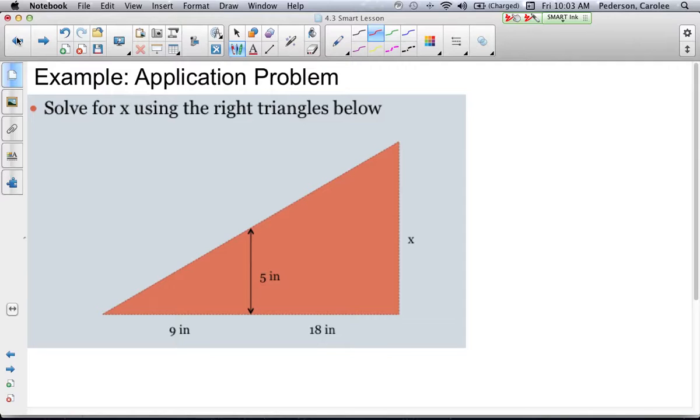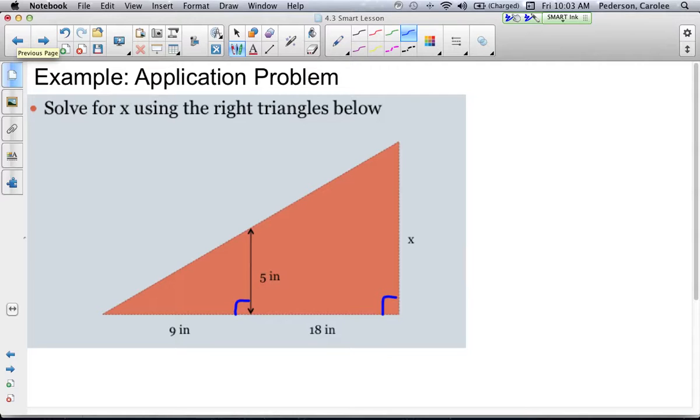Last example. Here's a figure. Solve for x using right triangles below. So we have 2 right triangles, one inside the other. And we have some given lengths. Where are the right angles in this figure? The bottom right-hand corner. Yep. And then right below the 5. Yep. Those 2. So we're going to solve this using similar triangles from geometry.